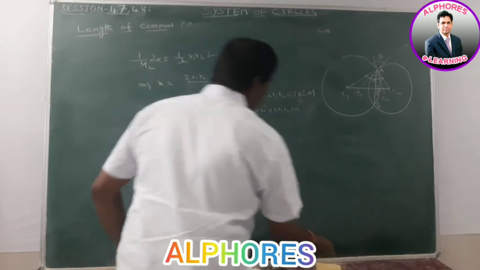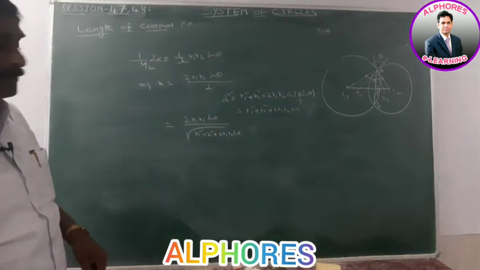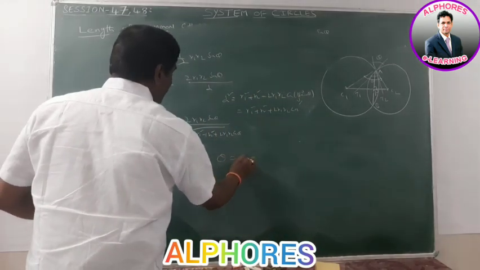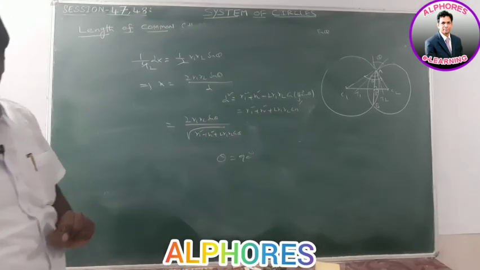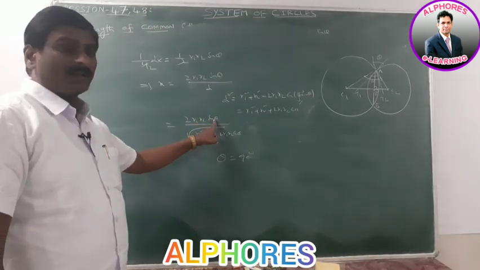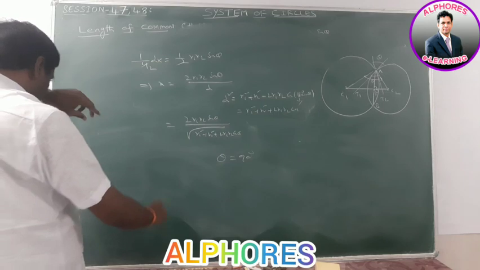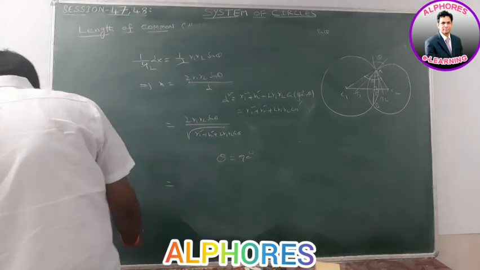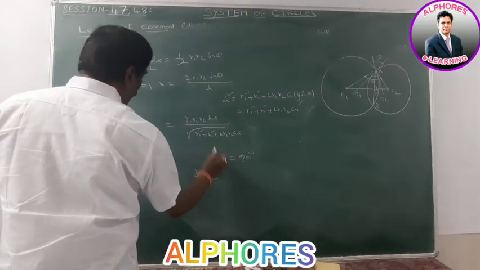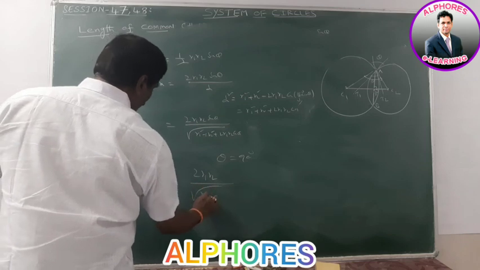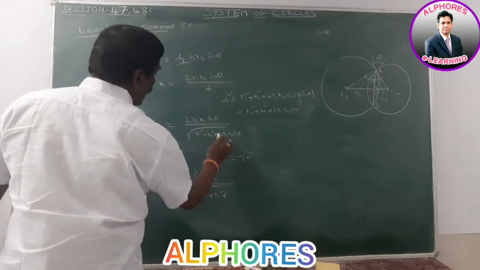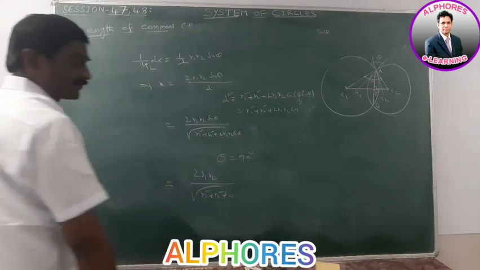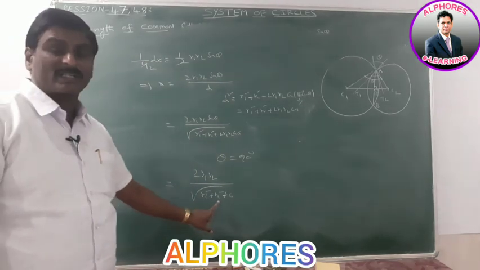Next, third point. Suppose the angle between the two circles is 90 degrees. That means theta is equal to 90 degrees. What is the length of the chord? Sin 90 is equal to 1, cos 90 is equal to 0. That means this equation can be reduced into 2 r1 r2 into 1 by root over r1 square plus r2 square plus 2 r1 r2 into cos 90, which means 0. That means finally 2 r1 r2 by root over r1 square plus r2 square.